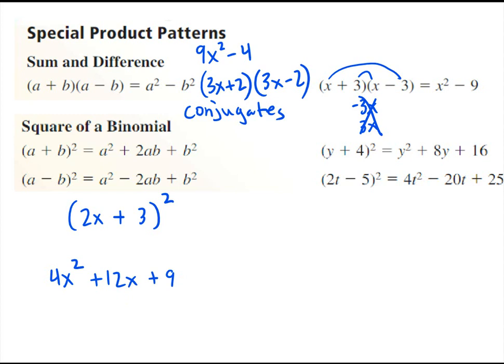Okay, and it works the same way if it's a minus sign in the middle. Let's say, for example, 5x minus 2 squared. To get the first part of our answer, we square the 5x. That's 25x squared. To get the middle, you multiply these two, the 5x and the negative 2. That gives you negative 10x, and then multiply that by 2. So negative 10x times 2 is negative 20x. And then you square the negative 2, which will give you a positive 4. Okay? Remember, anytime you square something, you're going to come up with a positive answer.